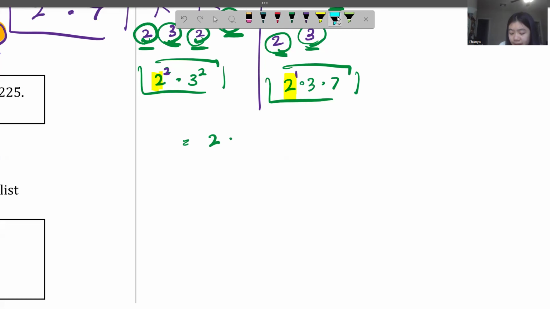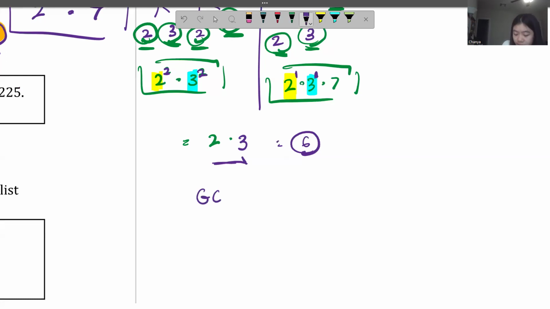Now I also see that they have a power of 3 in common. So what's the highest power of 3 they have in common? Well, the 3 here is 3 to the power of 1, and this is 3 to the power of 2. So the highest power of 3 they have in common is just 3 to the power of 1, or 3. And when you multiply them together, you get 6, and that should be your GCF.